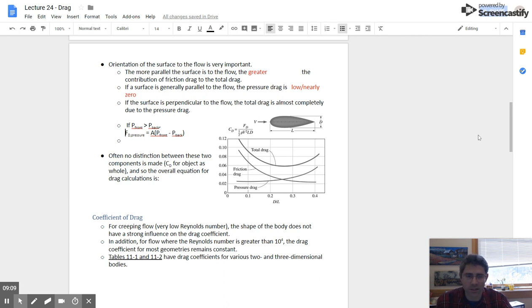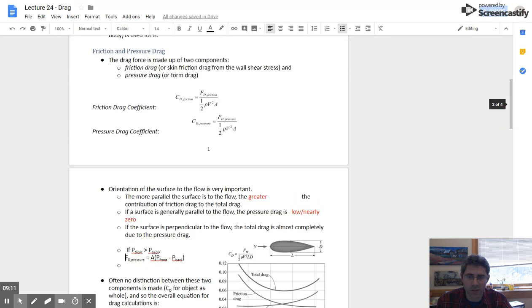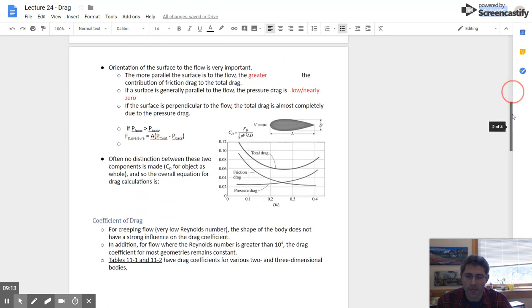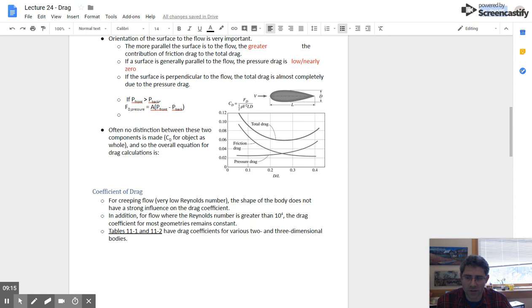So because we don't distinguish between these two types of drag, we get this overall C sub D. You can see on this plot here for this wing, the friction drag as a function of D over L, what shape this wing is, and then the pressure drag also as a function of it. And then you can see the total drag, which accounts for both of them, up there on the top.